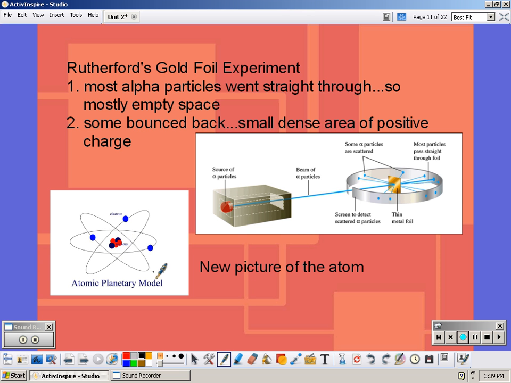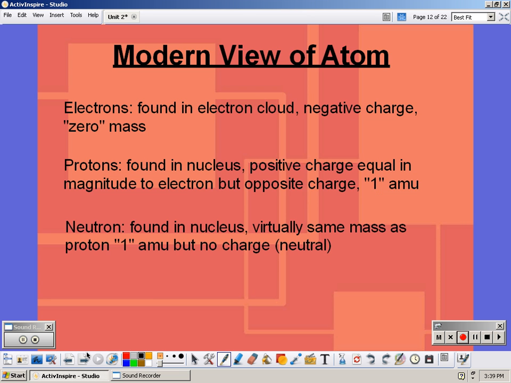Our modern view of the atom says that electrons are found in the electron cloud. They have a negative charge and zero mass. They do not circle the nucleus. They're contained in the electron cloud, which is three-dimensional orbitals, your S, P, D, and F, and hopefully that rings a bell to you.